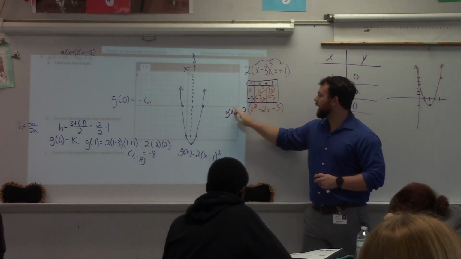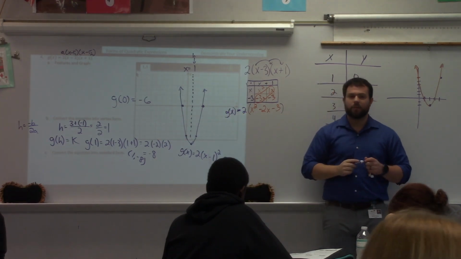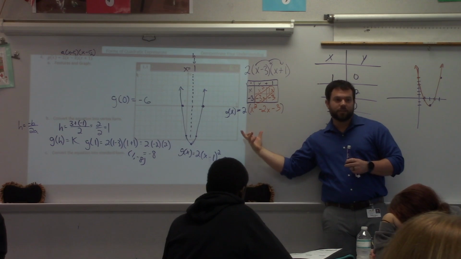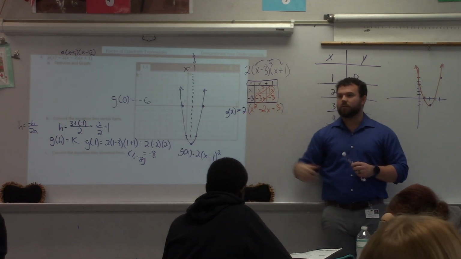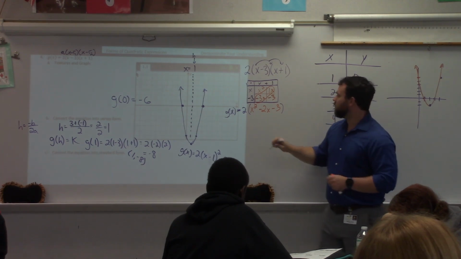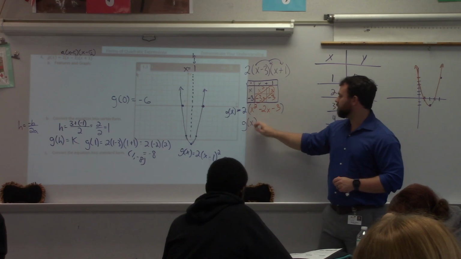Guys, if you don't have that it's equal to an output, you don't have a function. I saw several of us that had expressions, but didn't have an output there. Make sure you put equals g of x, equals f of x. But then yes, I distribute from there.